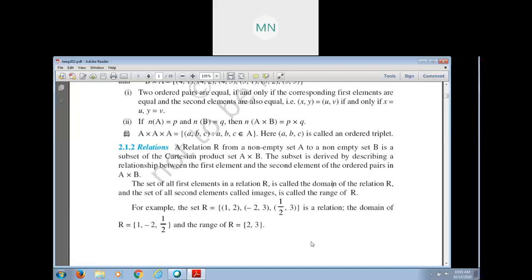And the second element of the ordered pair is called the range. So range is what? Second element of the first ordered pair is 2, for the second ordered pair it is 3, and for the last one it is 3. So range will be 2, comma 3. Range is the collection of the second elements of the ordered pairs. Understand?